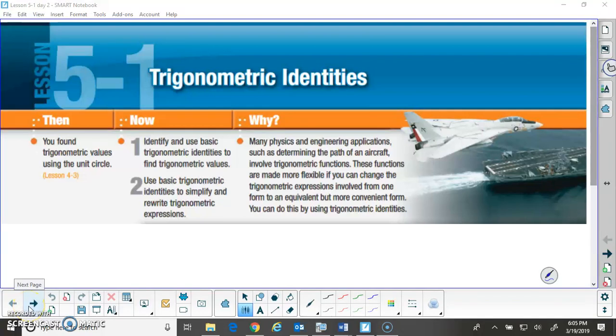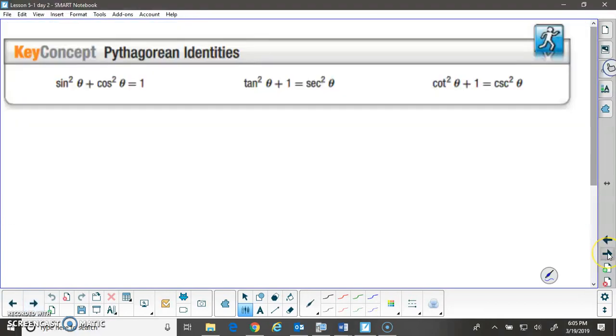Part 3 of Lesson 1 of Chapter 5 is more on trigonometric identities. We're going to be using them to complete what I call trig proof problems. So first of all, we have something called the Pythagorean identities.